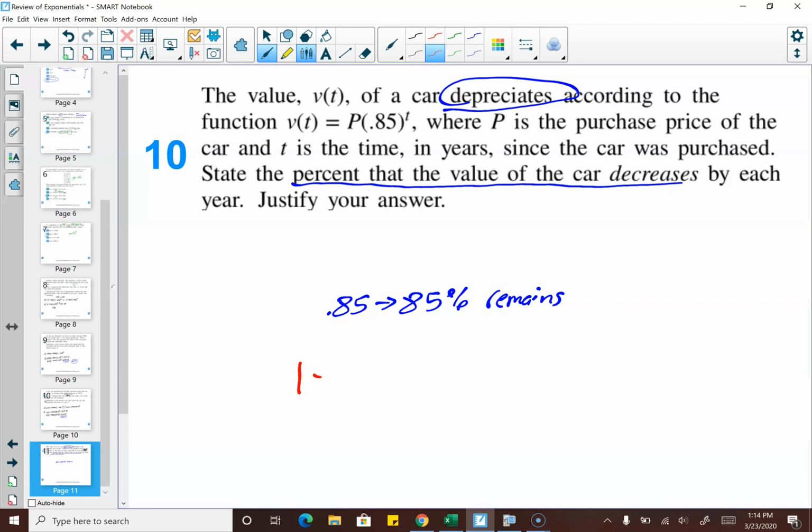So we have to be able to answer this question: 1 minus what gave us that 0.85? Well, in this case, it's 0.15. So that means it is a 15% decay or decrease, okay? That number up top that's in the parentheses represents what remains. So therefore, we have to figure out 1 minus what gave us that answer. In this case, 0.15. So that means 15% was the actual decay rate.